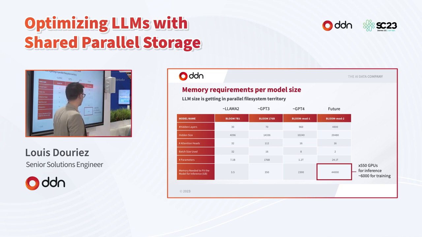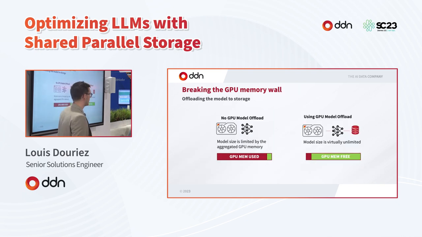For training or fine-tuning, you can multiply that number by anything from 1 to 10, so thousands of GPUs just to run the model. So how can we break the GPU memory wall? How can we run those large models?